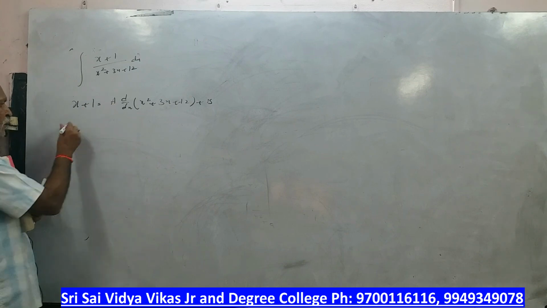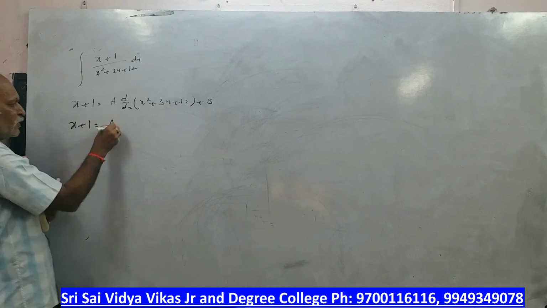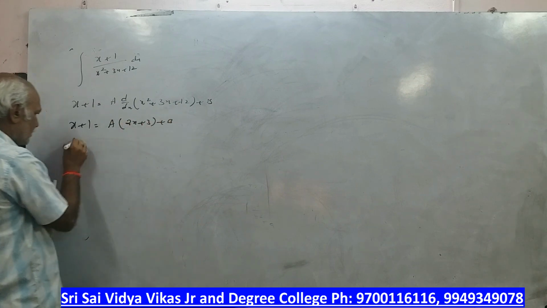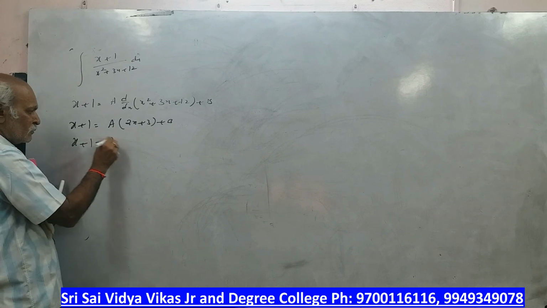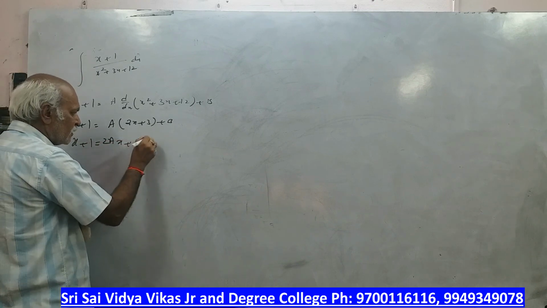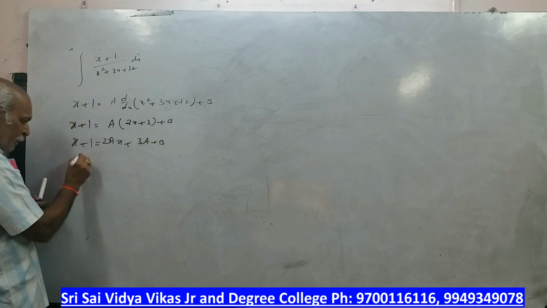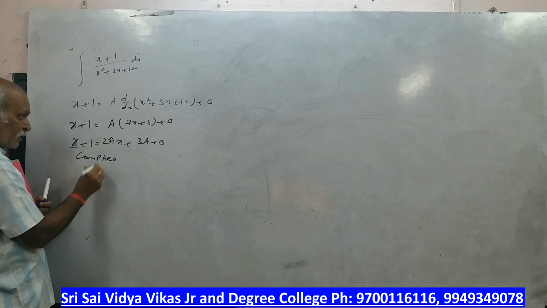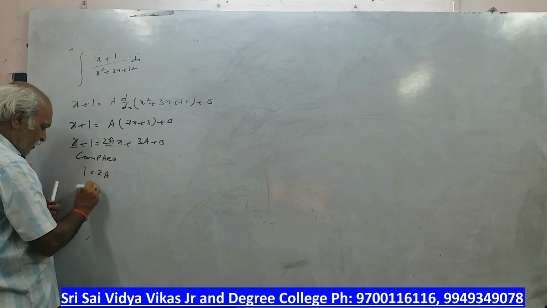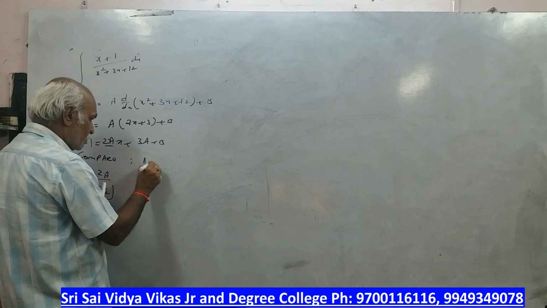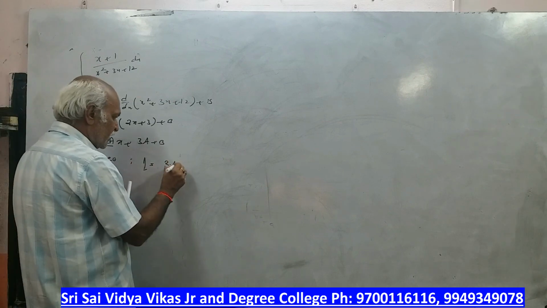Now what will happen? X plus 1 is equal to a into derivative, which is 2x plus 3, plus b. X plus 1 is equal to 2ax plus 3a plus b. Compare. What is the x coefficient here? 1. Here what is the x coefficient? 2a. Therefore a is equal to 1 by 2 and 1 is equal to 3a plus b.